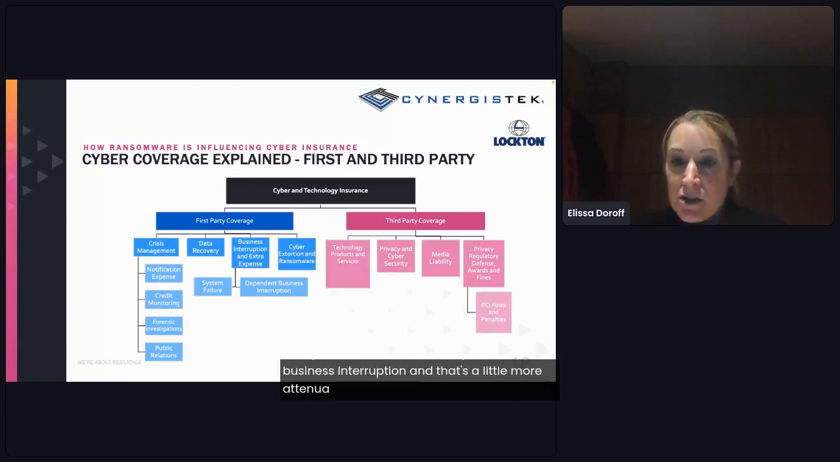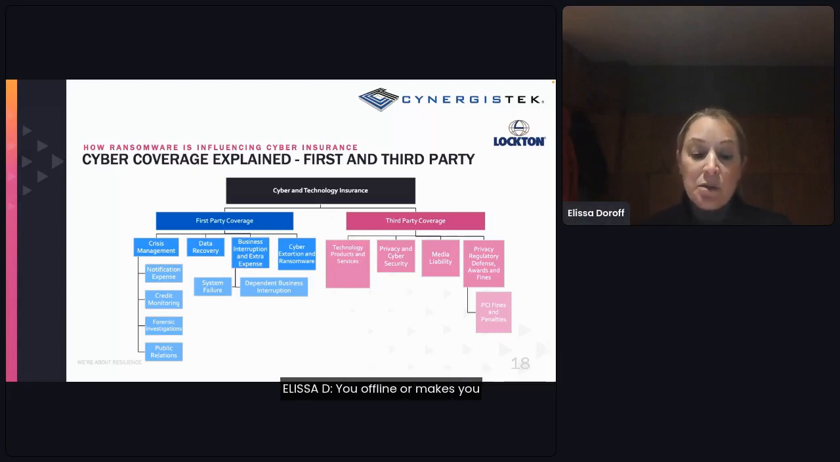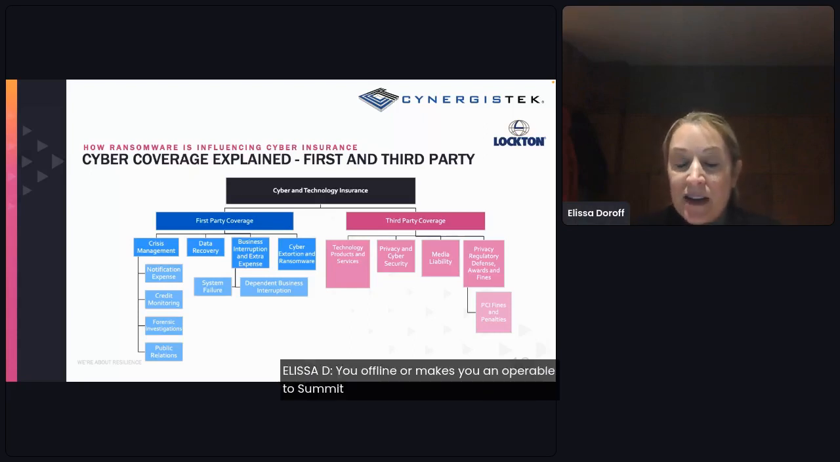That is not just your own network that's potentially implicated, but one of your critical vendors. A perfect example, we saw AWS was down yesterday, or 2 days ago, I'm sorry. And that created a huge outage for a number of companies. So it's not just the policy that responds to your own network being down, but if your critical vendor knocks you offline or makes you inoperable to some extent, the policy would respond just the same.